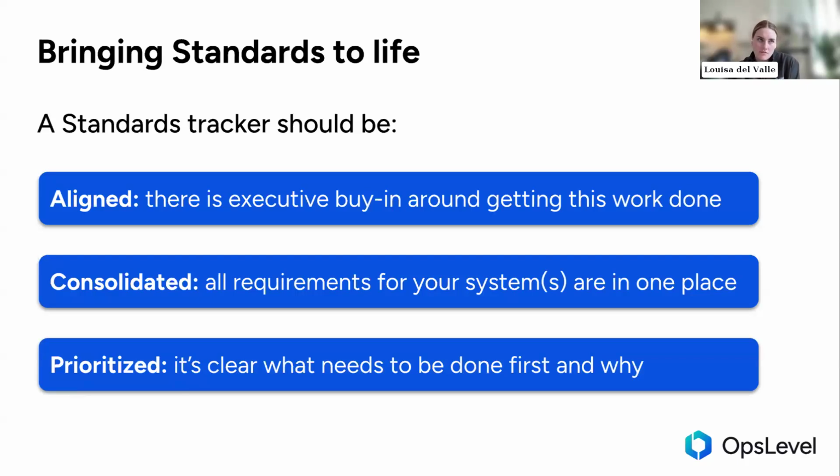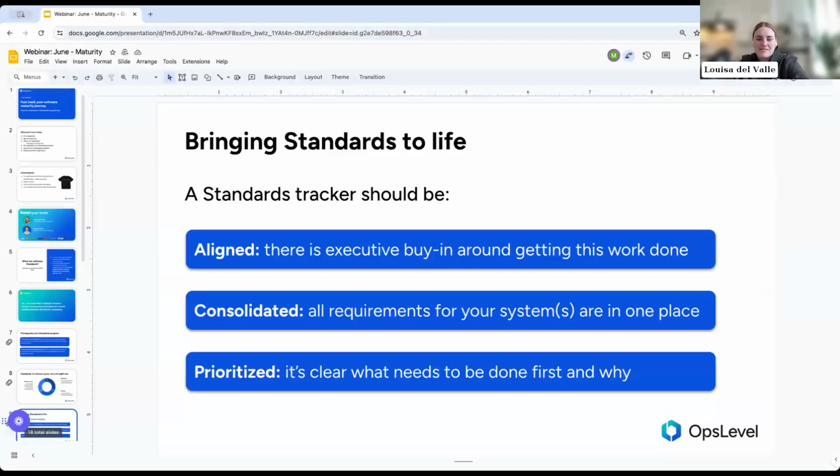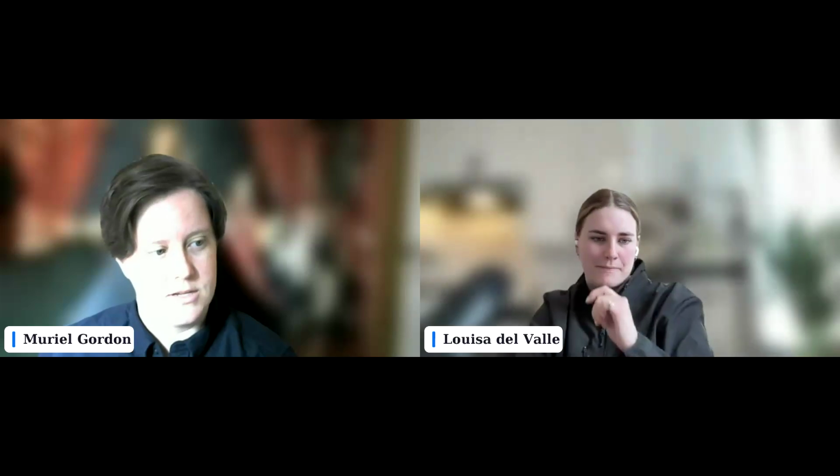So assuming these 3 things are true, aligned, consolidated, and prioritized, we can assume that we'll have a successful means and mechanism of tracking these types of standards. And we'll show you some real world examples in OpsLevel. So with that, Muriel, I will pass it over to you and you take a screen share. Sounds good.